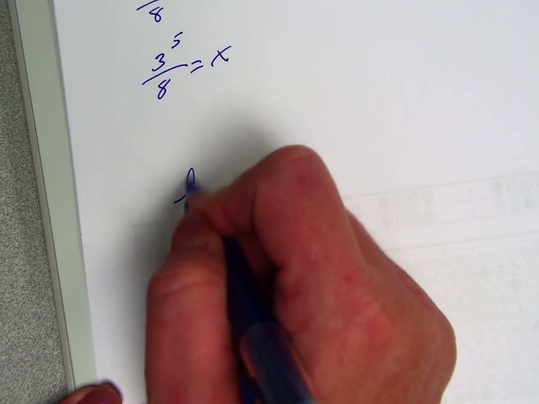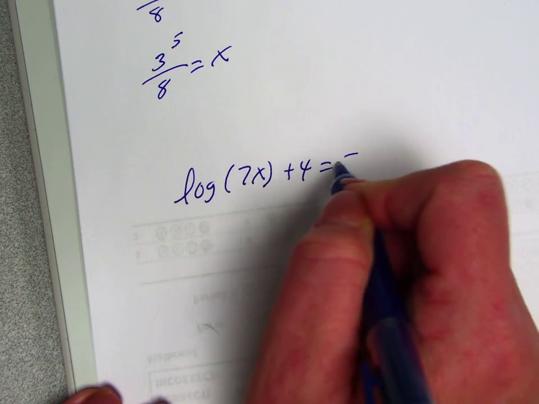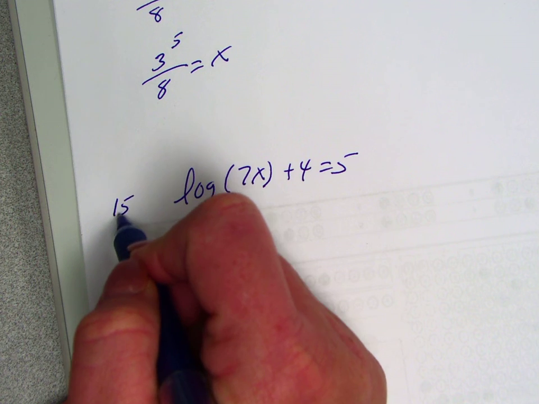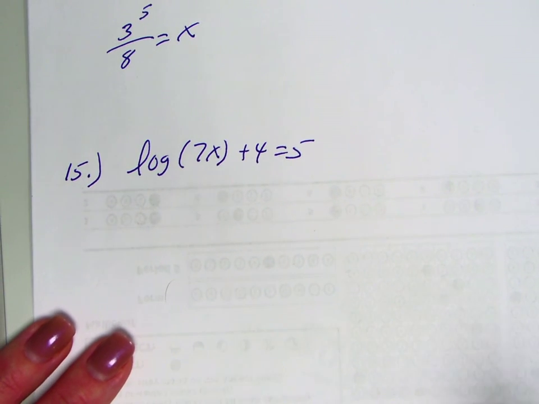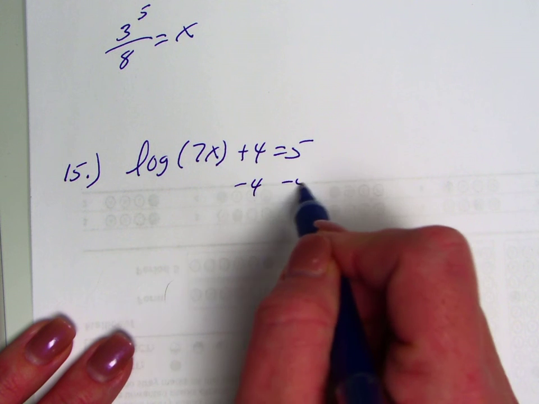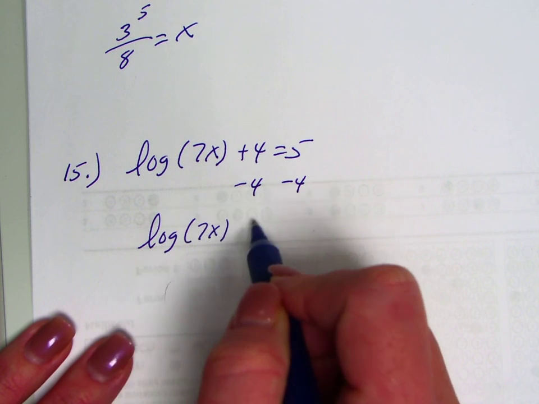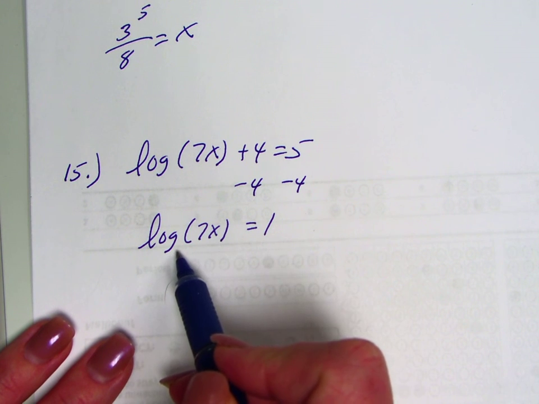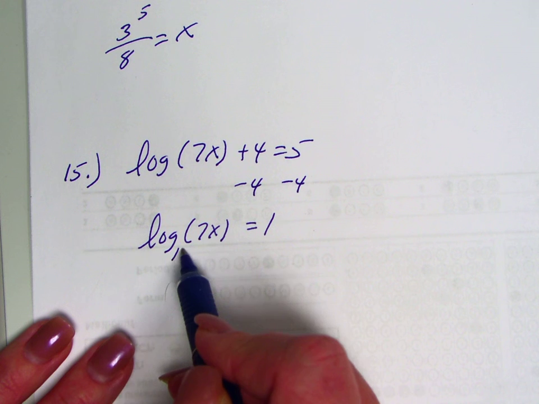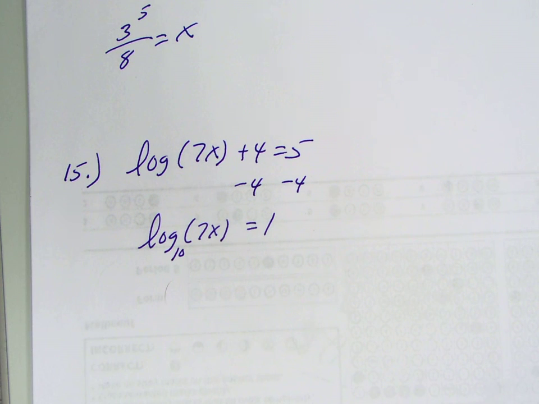All right, so for 15 you have the log of 7x plus 4 equals 5. So we need to get the log by itself, so we're going to subtract 4 from both sides. So you get the log of 7x equals 1. So this is the common log. Since there's no base given, we just assume it's base 10. So we know that if there's not one given, it's called the common log and it's base 10.